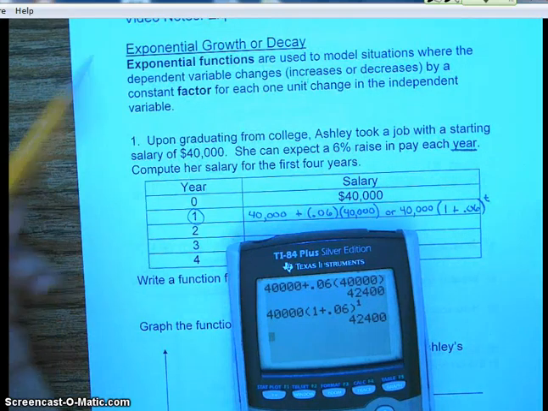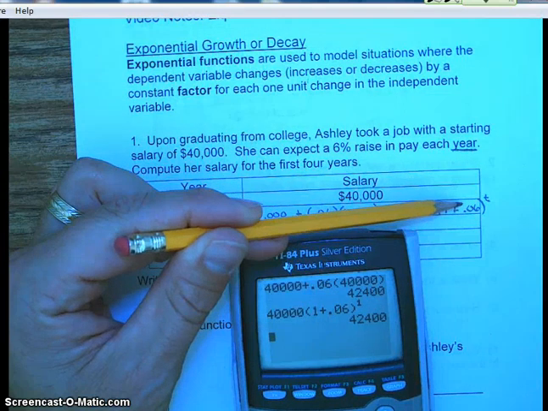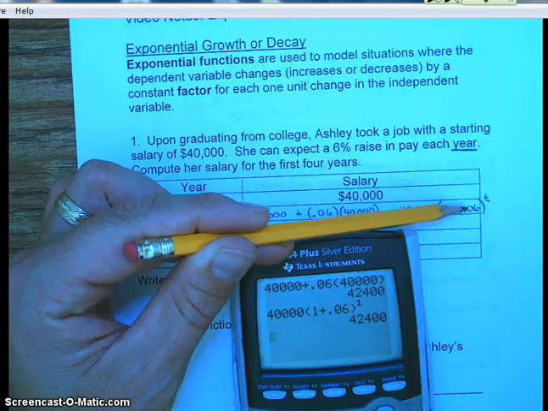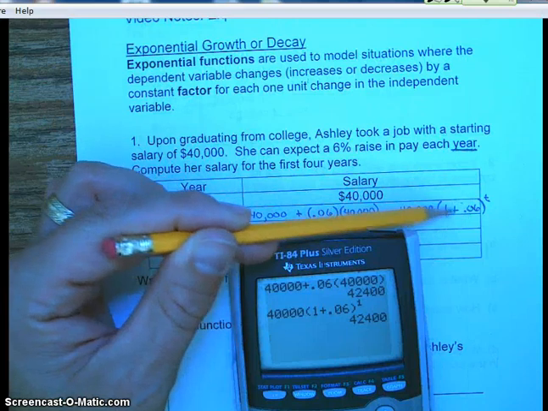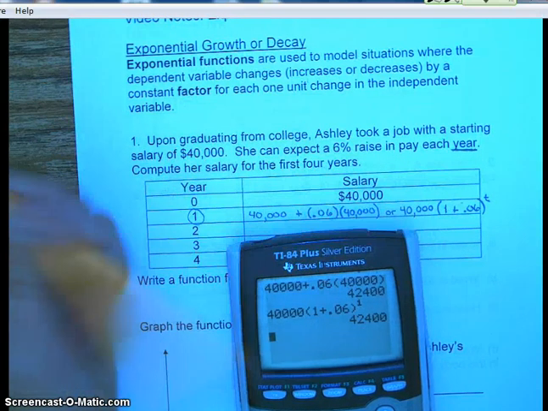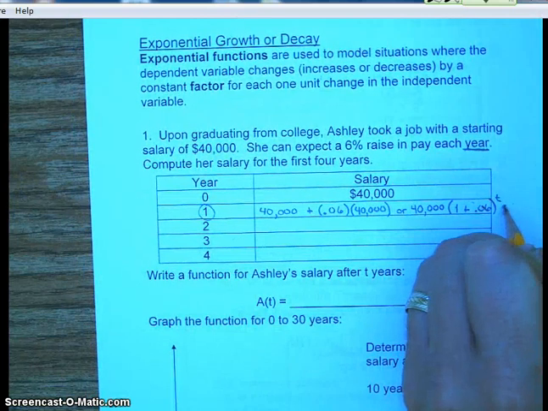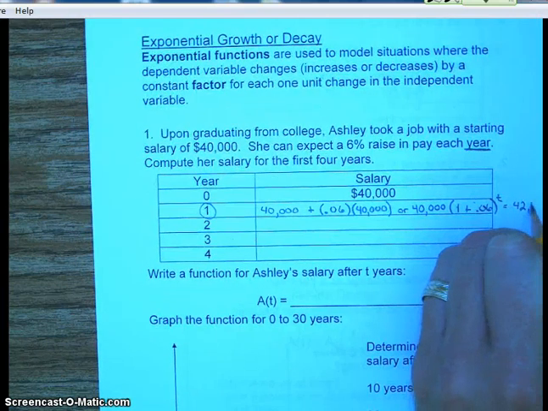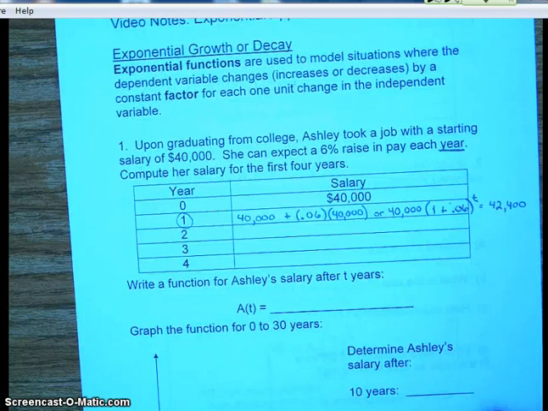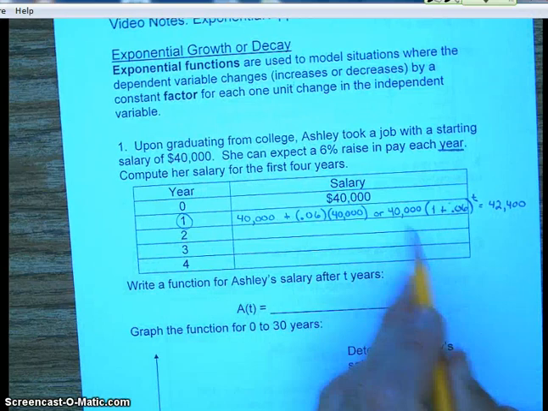And this is a growth. This is the growth rate right here. The 0.06 is 6%. That's the growth rate. Okay, we have a growth. We're adding to our original amount. So salary, $42,400. Nice raise, Ashley.